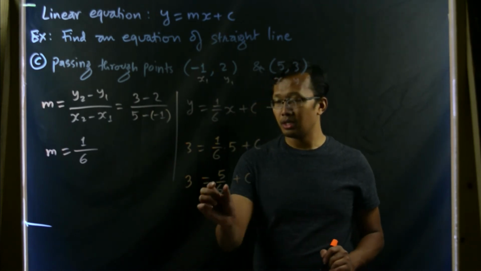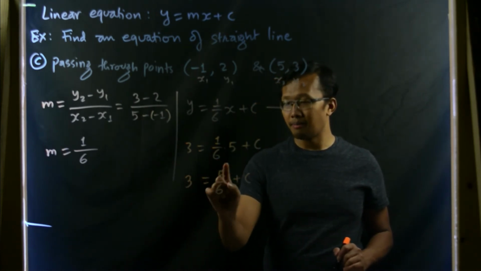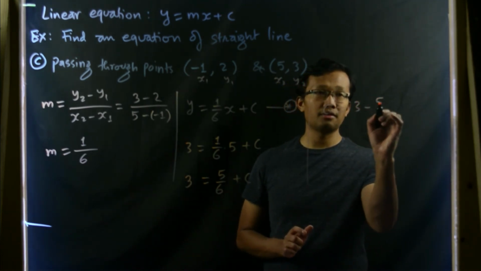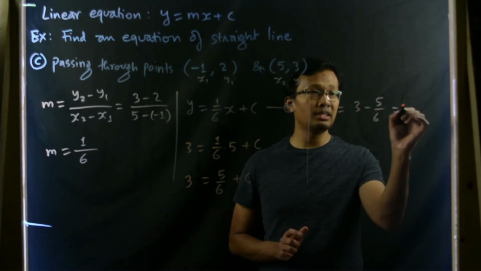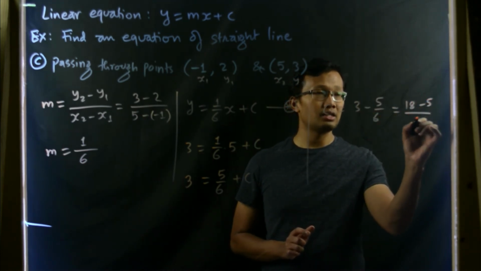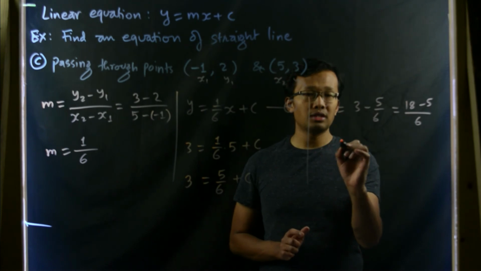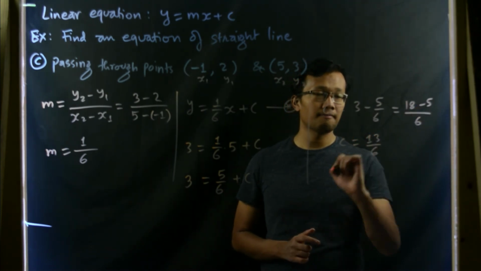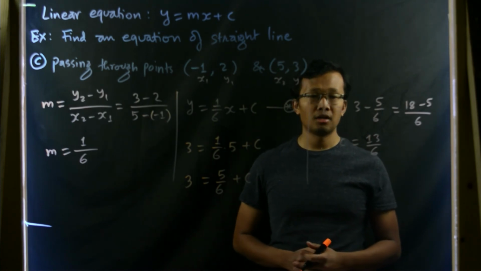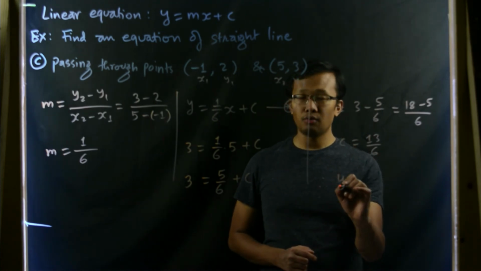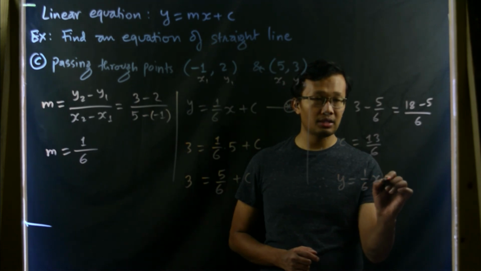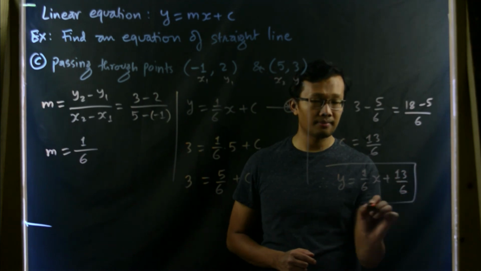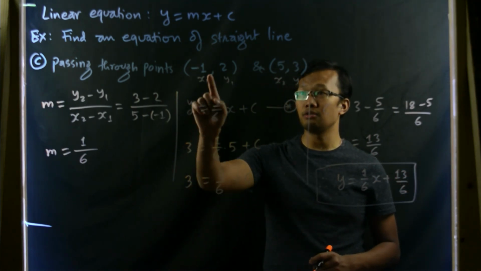and if you solve them, that means you subtract 5/6 from both sides, then you will be getting c equals 3 minus 5/6, which is simply (18 minus 5) over 6. So therefore c equals 18 minus 5, which is simply 13/6. So therefore our equation would be y equals 1/6 of x plus 13/6. So that is the required equation of a straight line which passes through these 2 points.